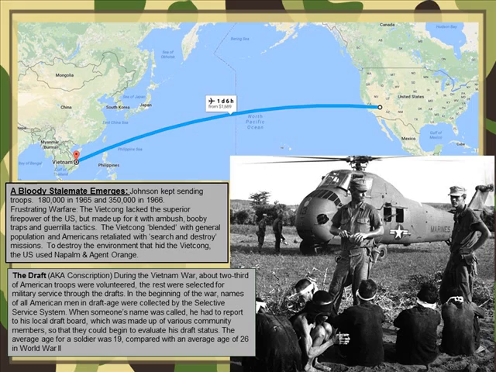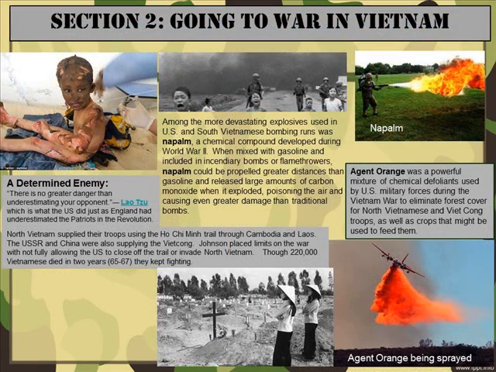Remember, I told you we were going to look a little closer at Agent Orange and napalm, and so you can see some of these, I guess you can call them a type of chemical warfare going on here. Among the most devastating explosives used in U.S. and South Vietnamese bombing runs was napalm, a chemical compound developed during World War II. When mixed with gasoline and included in incendiary bombs or flamethrowers, napalm could be propelled at greater distances than gasoline and release large amounts of carbon monoxide when it exploded, poisoning the air and causing even greater damage than traditional bombs.